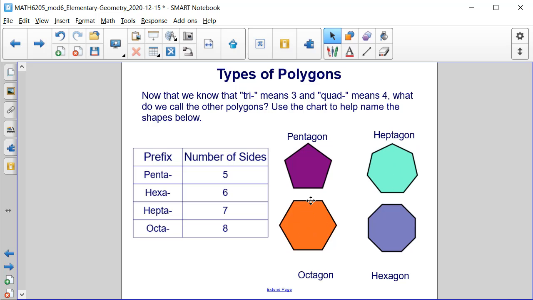Now let's look at this bottom one. We have 1, 2, 3, 4, 5, 6 sides. For 6 sides, we have hexa as the prefix, so hexagon is the name of this shape. And then the last one that we have, 1, 2, 3, 4, 5, 6, 7, 8, and 8 goes with the prefix octa for octagon.